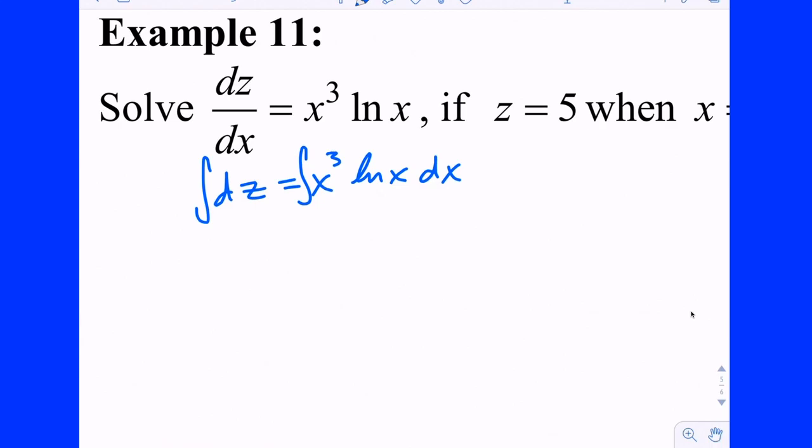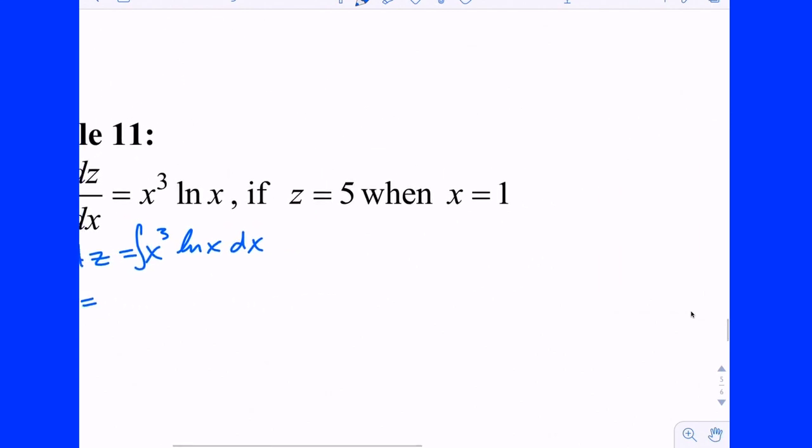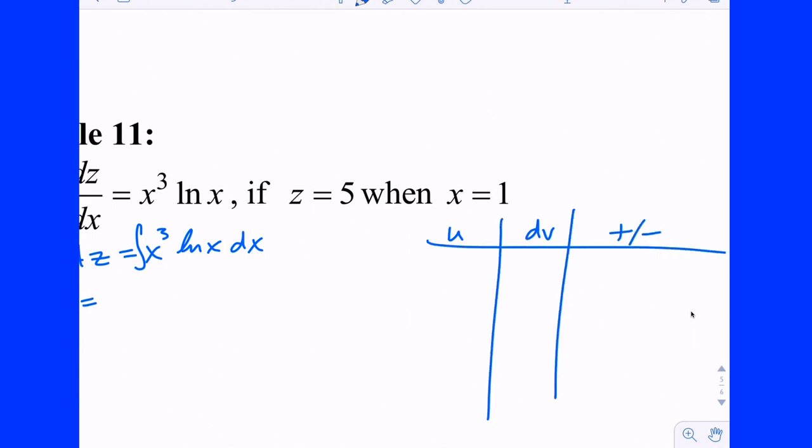And what's the antiderivative of the left side? Z. Good. We don't need a plus c. Now the antiderivative on the right, I don't see anything. Integration by parts maybe, huh? u dv, plus minus. We'll do the tabular method. What are you going to call u? x cubed? Schroeder, any idea?